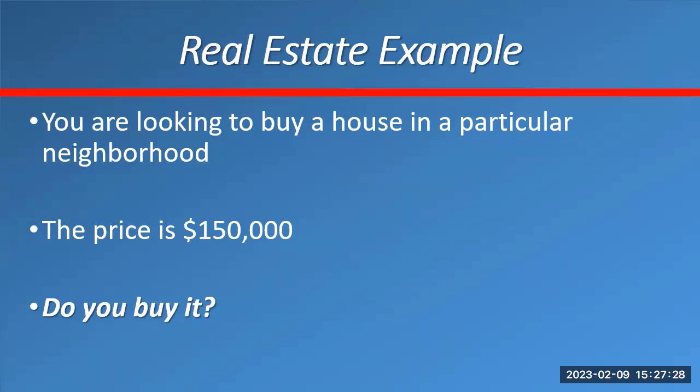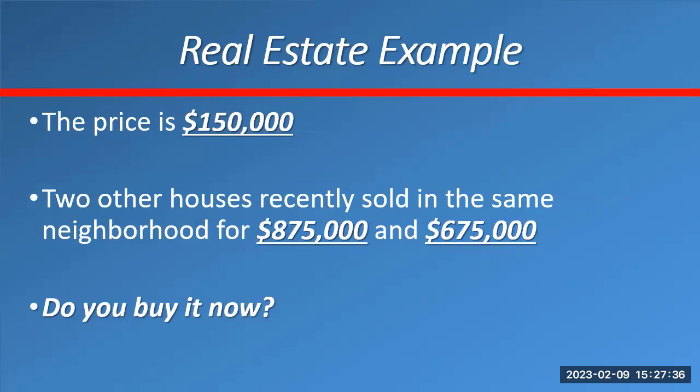And you ask your broker, well, is it good? I don't know. I haven't had time to look at it. I don't know anything about it. $150,000 house. Probably not going to do anything with that, right? Your broker says, oh, well, wait, I can give you a little more information. There's 2 other houses in the same neighborhood. One's going for $875,000, one for $675,000. Do you want to buy it? Yes. You're already saying yes.